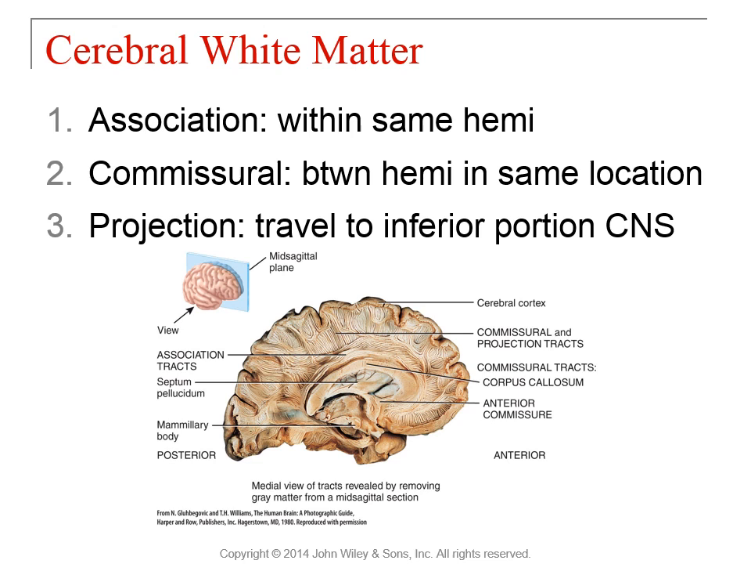You have commissural tracts, which are going to go back and forth between both hemispheres in the same location. So let's say you have one center on the left frontal lobe, you actually track over to the right frontal lobe in exactly the same spot corresponding to the hemisphere. And of course, these travel through the corpus callosum, which you're going to find almost dead center there in the mid-sagittal plane. Finally, you're going to have the projection tracts. They're going to travel to the inferior portion of the central nervous system. So in this case, you can go through the brainstem and also travel down through the spinal cord as well.